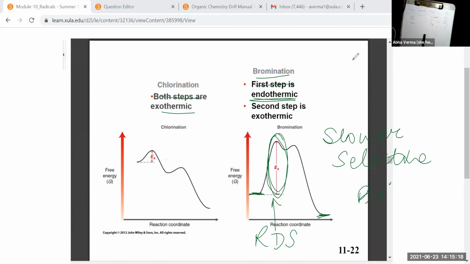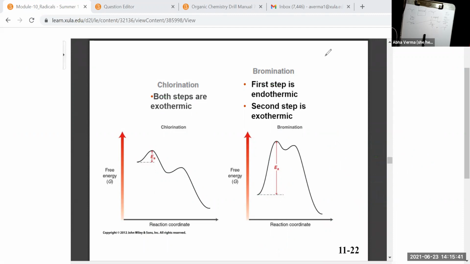If you look here, in here also the first step is the rate determining step. Overall, it is also exothermic. But in bromination, the first step is endothermic, which needs more heat. So it is a little slower. So bromines are slower and selective, whereas chlorinations are non-selective. They just vigorously happen. And imagine what would happen with fluorine. We cannot even control it.